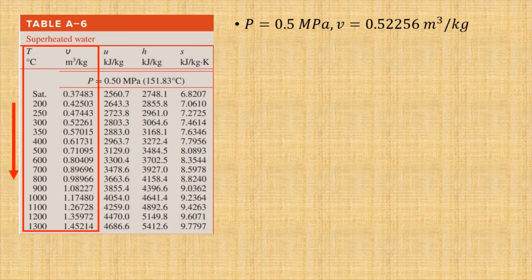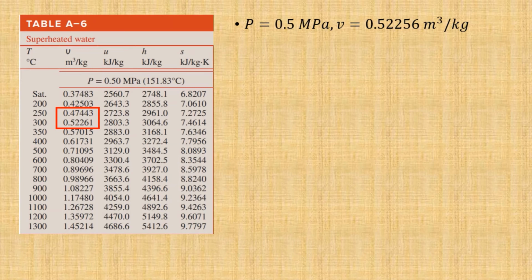If we were to guess the temperature using the value of specific volume, we can start by figuring out a range the temperature must be in. The given specific volume falls in between these two specific volume values. This means that our temperature must be somewhere between 250 and 300 degrees Celsius. To get a better approximation for the temperature, we can use what's called linear interpolation.